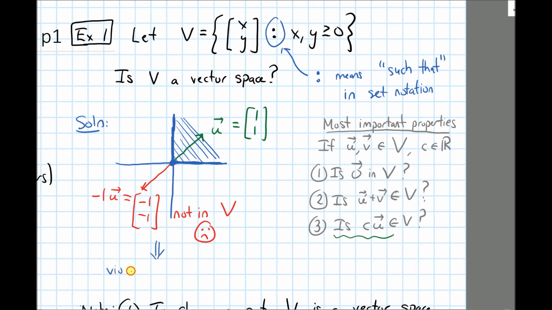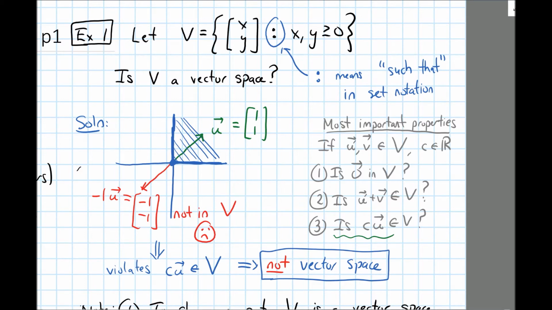This violates the fact that c times u is supposed to be in V. In other words, my set is not closed under scalar multiplication. So because just one of the properties is violated, if even one of the properties is violated, our set is not a vector space. This is not a vector space.